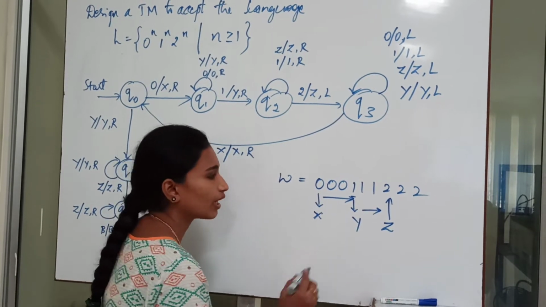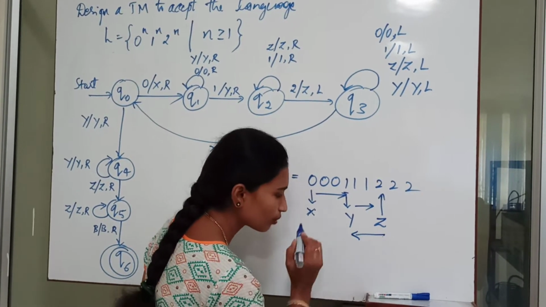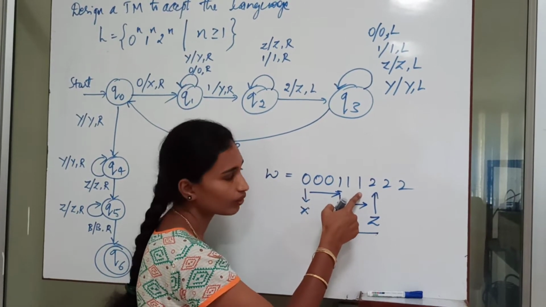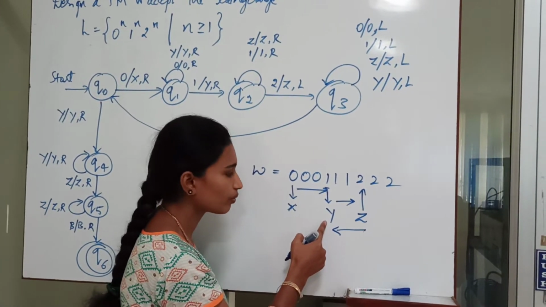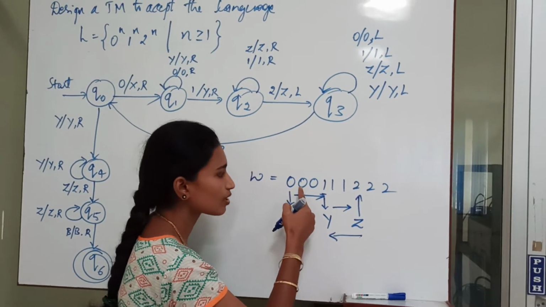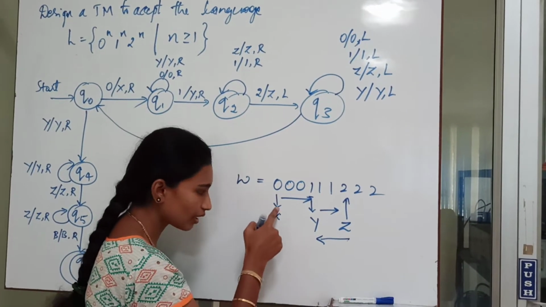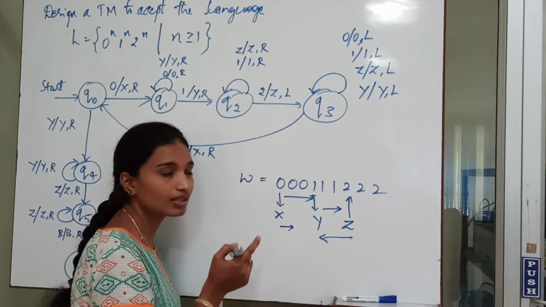So now again take a left move. While coming towards the left, though we encounter 1, it has to be replaced by 1 only. Again this 1 has to be replaced by 1. This y has to be replaced by y. 0 must be replaced by 0, 0 must be replaced by 0, and x must be replaced by x. As soon as we find x, take a right move in order to scan the second 0.